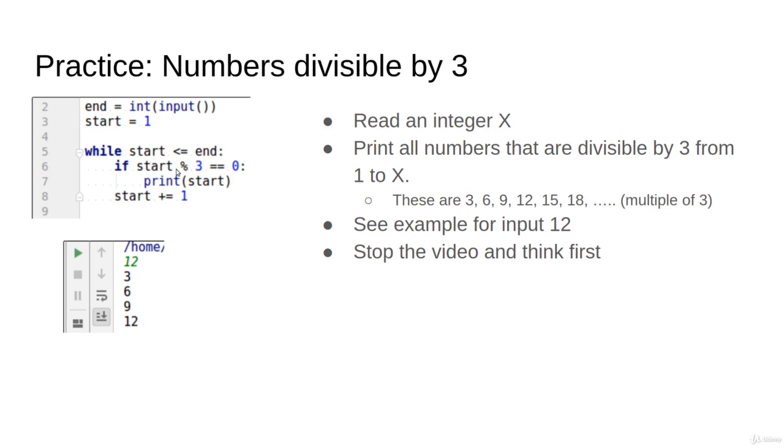Let's make a tracing. Let's say the end is 12. Then the start is starting with 1 and the end is 12. So 1 is less than 12, later it will be 2, so 2 is less than 12, later it will be 3, 3 is less than 12, and so on. So this is now iterating very similar to the summation from 1 to 5, or printing from 1 to 5. For the condition, we are going to say here, if start mod 3 equals 0, we can print the start. And this way we are printing all the numbers from 1 to 12 that are divisible by 3.